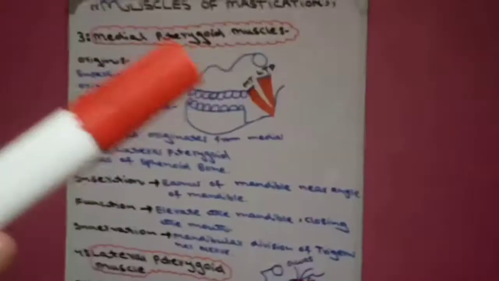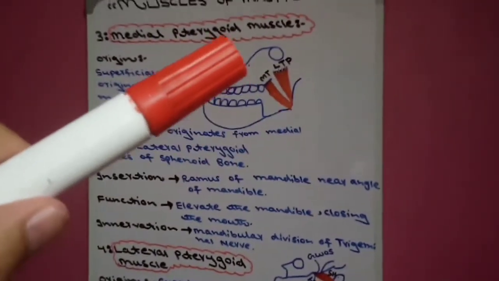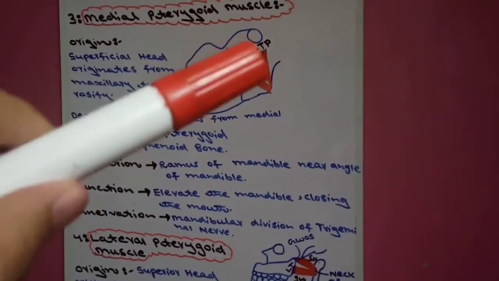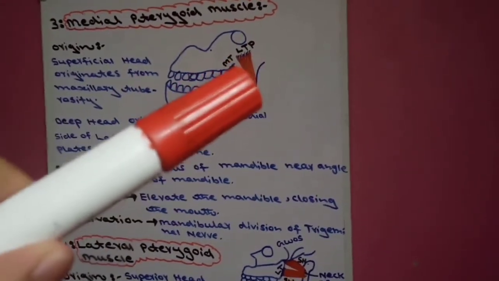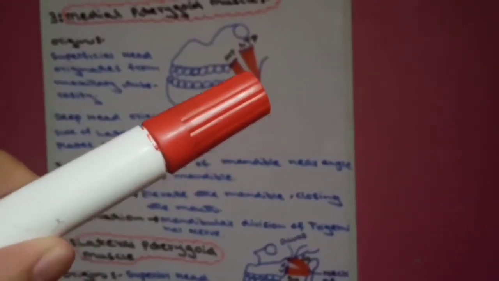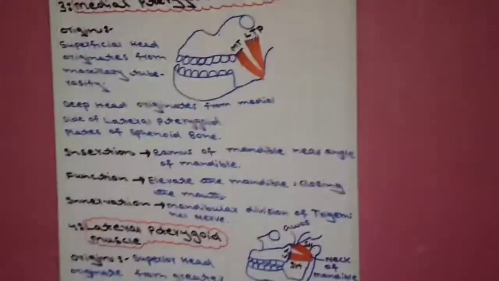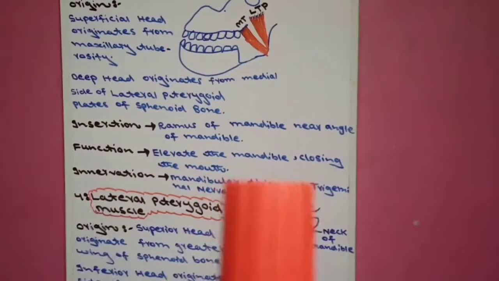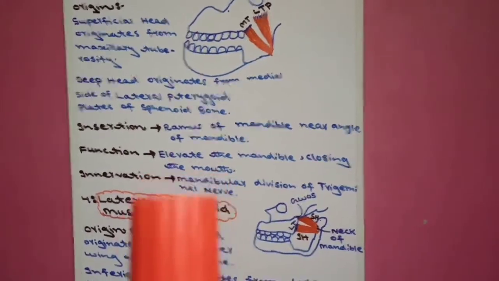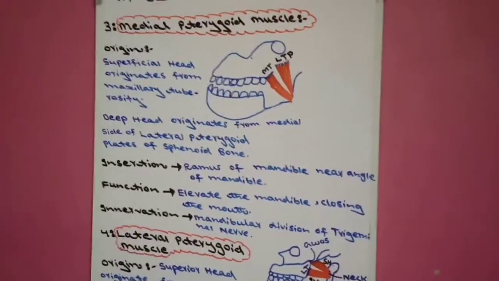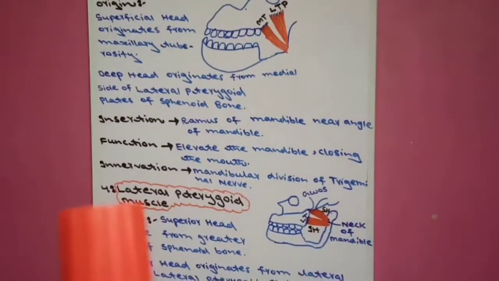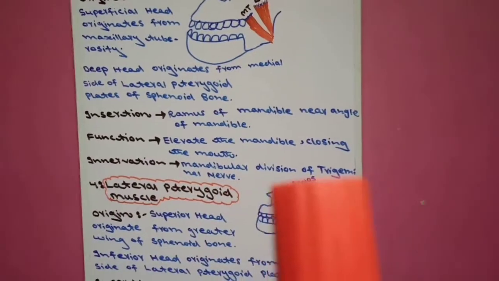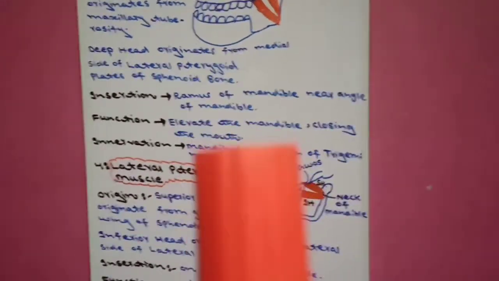Function: because the medial pterygoid fibers are present vertically, when the muscle contracts, these fibers pull the mandible upward and close the mouth. So the function is to elevate the mandible, closing the mouth. Because the medial pterygoid muscle inserts in the mandible, the innervation is from the mandibular division of the trigeminal nerve.